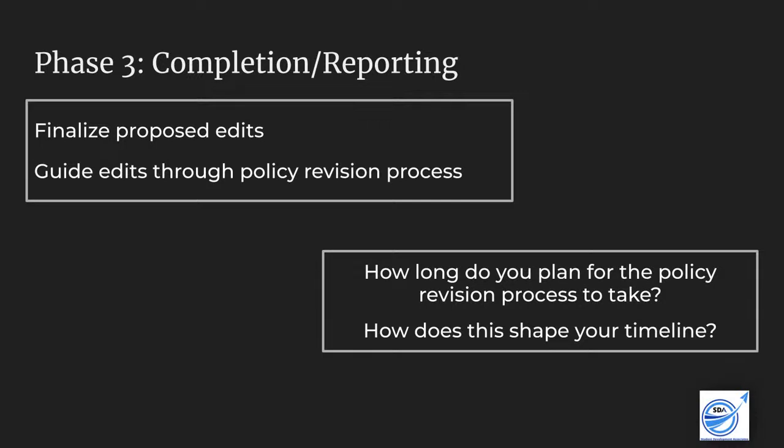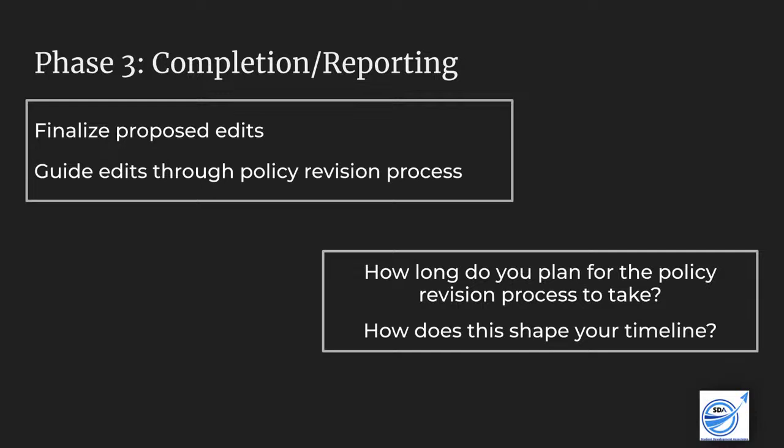Phase three is completion and reporting. At this point, the evaluation leader and whoever is actually in charge of the code of conduct, for instance, a dean of students or a director of the Office of Student Conduct, will finalize the proposed edits and guide the edits through the policy revision process. This is the part that can take a great deal of time if the changes suggested are substantive. However, if they are small changes, if they are minor things, or if the changes are ones that promote clarity and conciseness, it might be easier to move them through quickly.